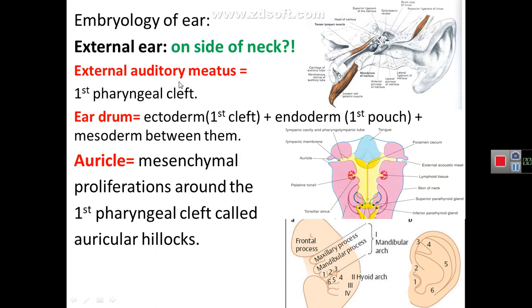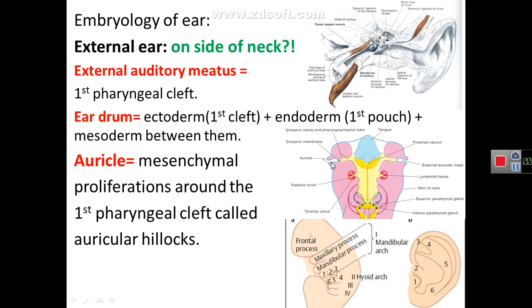The external auditory meatus is derived from the first pharyngeal cleft, the ectoderm of the first pharyngeal cleft. And therefore, the external ear develops on the side of the neck, but it ascends later on in development. We said that the first pharyngeal cleft is formed of an ectoderm, from the ear canal or the external auditory meatus, and also this first pharyngeal cleft forms the outer layer of the eardrum. The eardrum is formed from inside by the endoderm of the first pouch and by the ectoderm of the first cleft, and between them is a small piece of mesoderm.